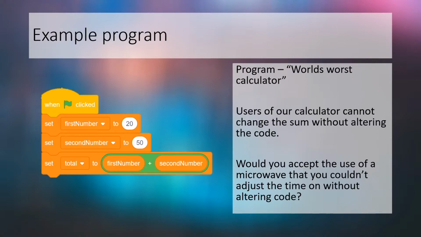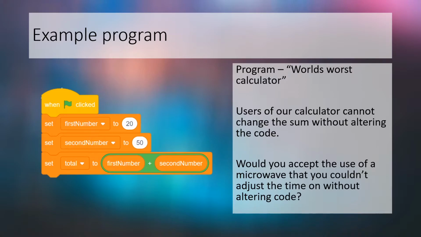We're going to start off by looking at the world's worst calculator program. If you look in the Scratch example on the left hand side, you can see it's got 3 lines of code. In the first line, we set the variable first number to the value 20, the variable second number to the value 70. Then we have a third variable called total, which we set to first number plus second number. That means that total has the value of 70.